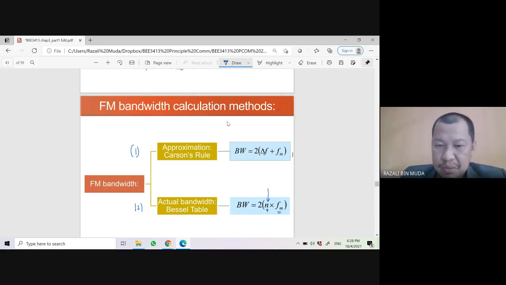So Bessel table basically, from the modulation index, we can get the value of n. Okay, so from that we can calculate the bandwidth. So basically, for the normal application, the value of the bandwidth of the signal is normally close if you are using approximation or actual method.